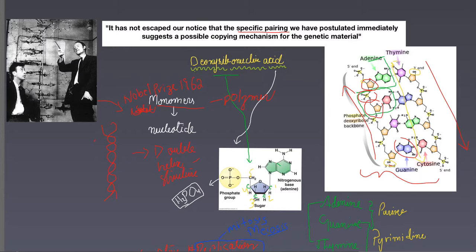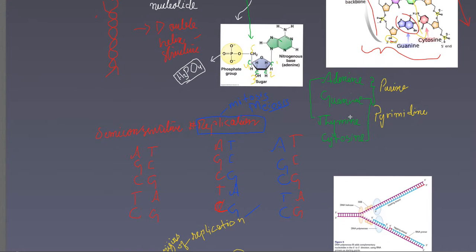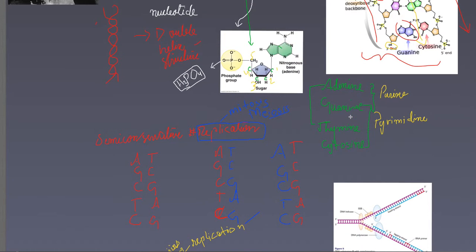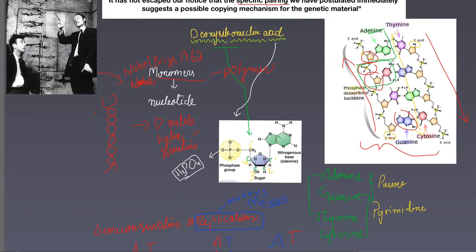So why does it always start from 5' to 3' and not 3' to 5'? I hope I'm not confusing you. And why does it do that? I'll tell you later. I don't want to confuse you a lot. So just keep in mind that the new strand of DNA always starts from 5' to 3'.